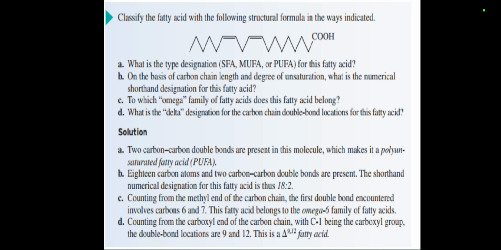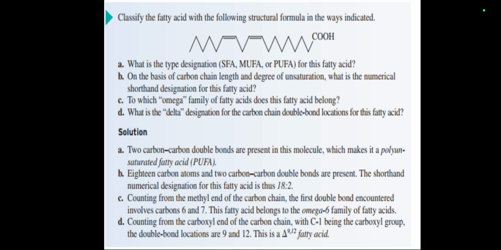So classify the fatty acid with the following structural formula in the ways indicated. So what is the type designation of SFA, MUFA, or PUFA for this fatty acid? On the basis of carbon chain length and degree of unsaturation, what is the numerical shorthand designation for the fatty acid? And this is actually an indication of how the fatty acid can be classified.